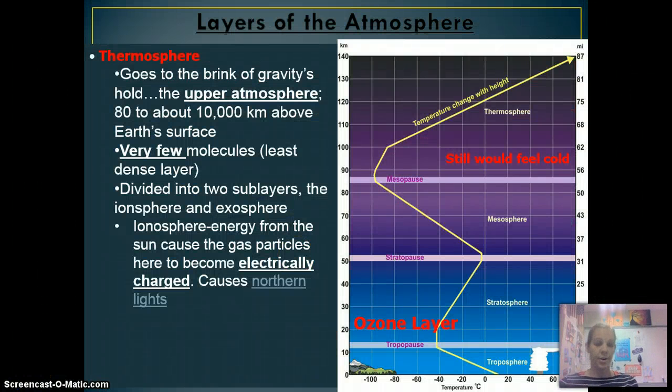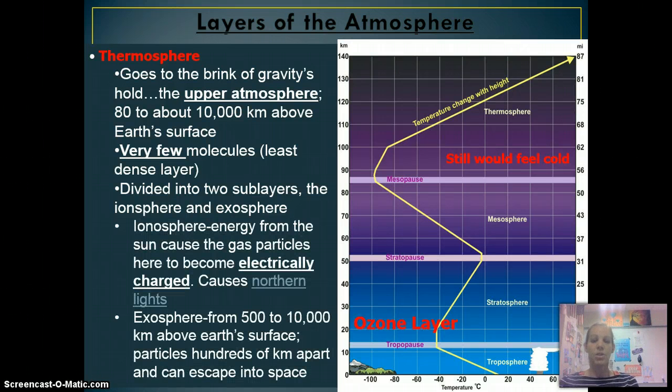The other layer in the thermosphere that is further away from Earth is the exosphere. It starts about 500 kilometers above Earth's surface and goes out to where space starts. Particles here are so far apart, hundreds of kilometers apart, that they can escape pretty easily into space. So that's why there's no true boundary between where Earth's atmosphere ends and space starts. It's because of this vast distance between particles and the escaping in and out of space.